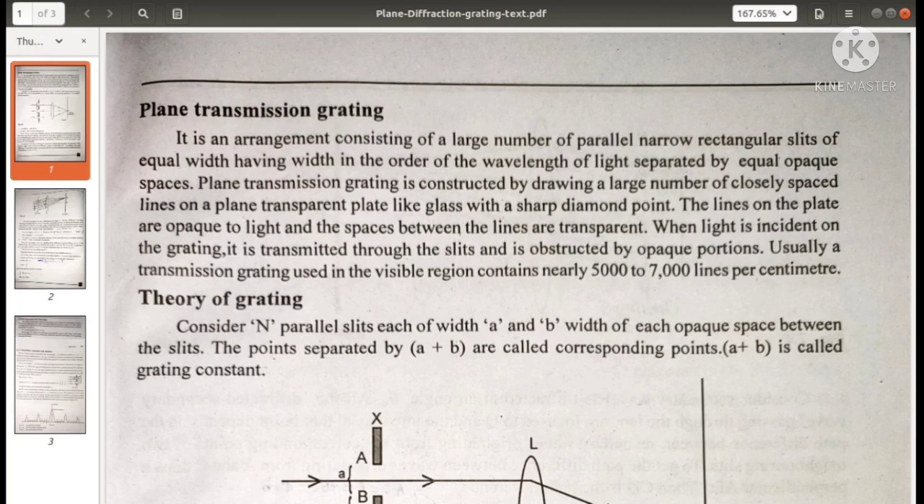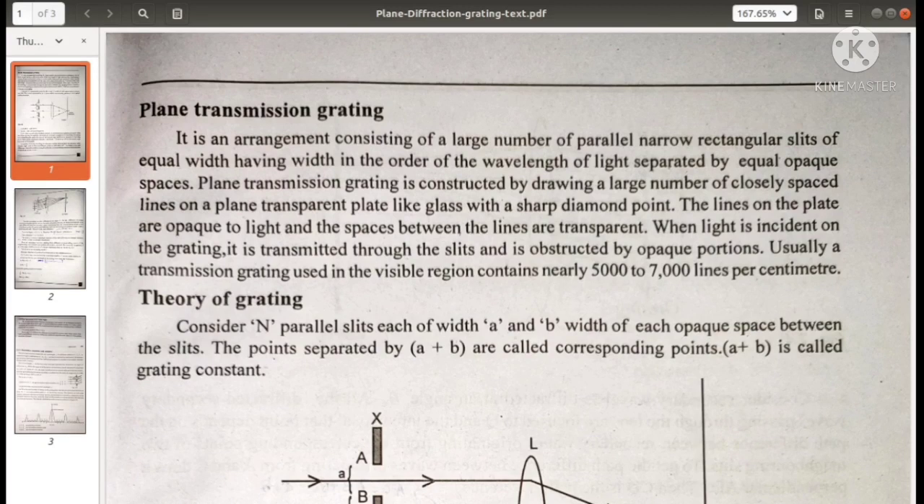The usage of this transmission grating is usually in the visible region, and it contains nearly 5,000 to 7,000 lines per centimeter. So imagine the number of slits per centimeter of a grating: 5,000 to 7,000 lines per centimeter means that many parallel slits are arranged in the grating.